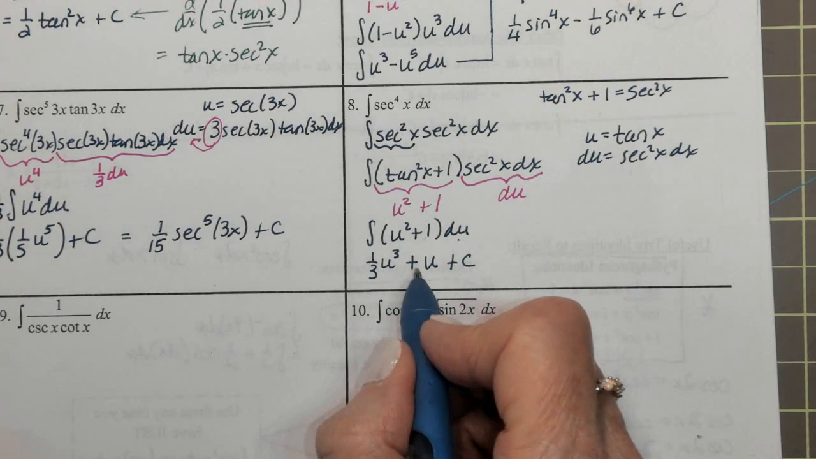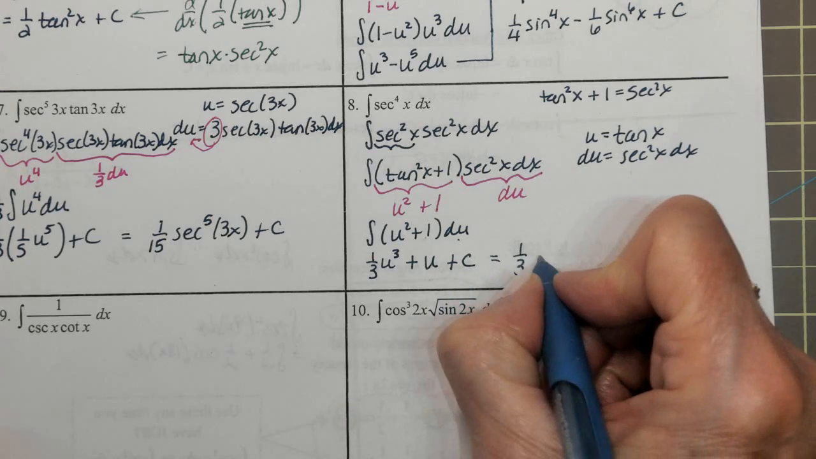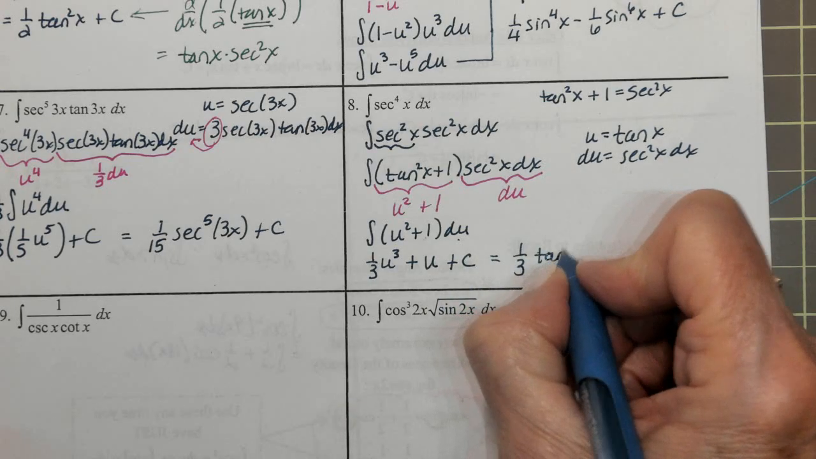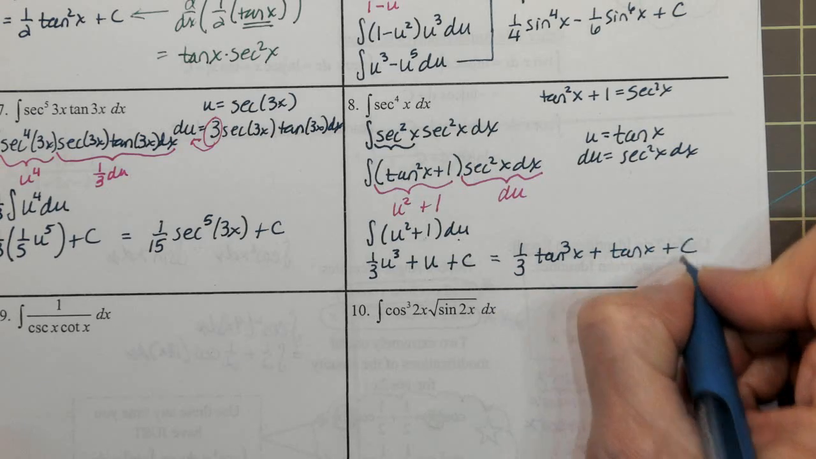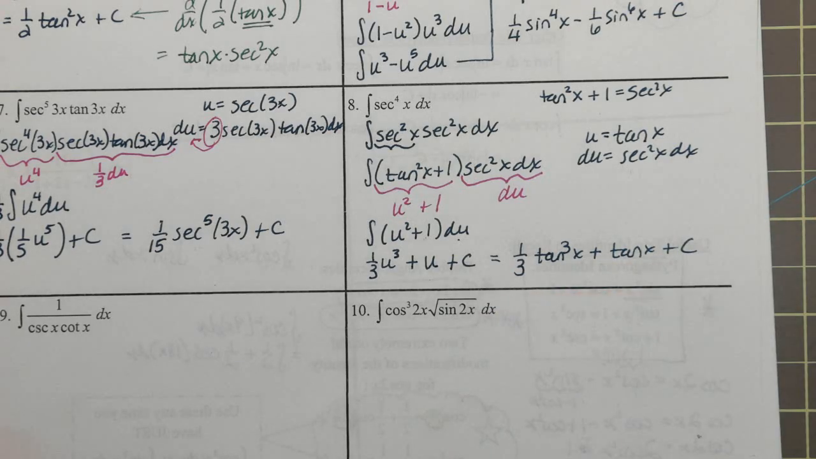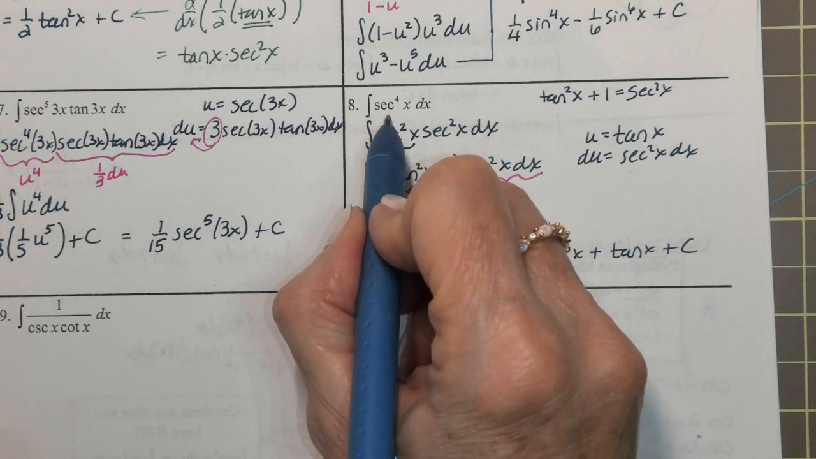That would be a safe stop spot because we named what u was as a multiple choice. 1/3 tangent cubed x plus tangent x plus c. And once again, you guys, if we take the derivative of this, we would get that.